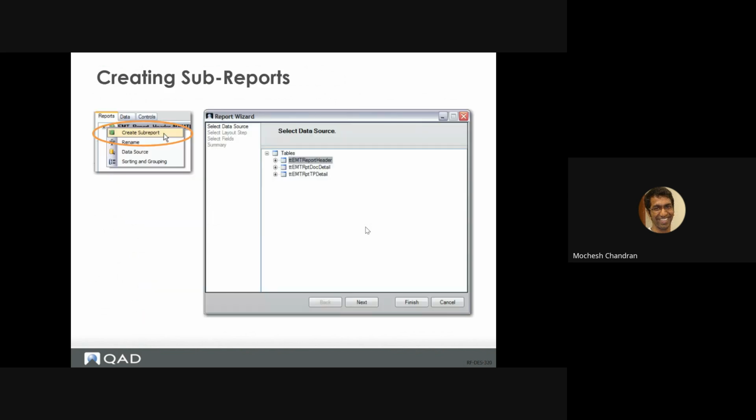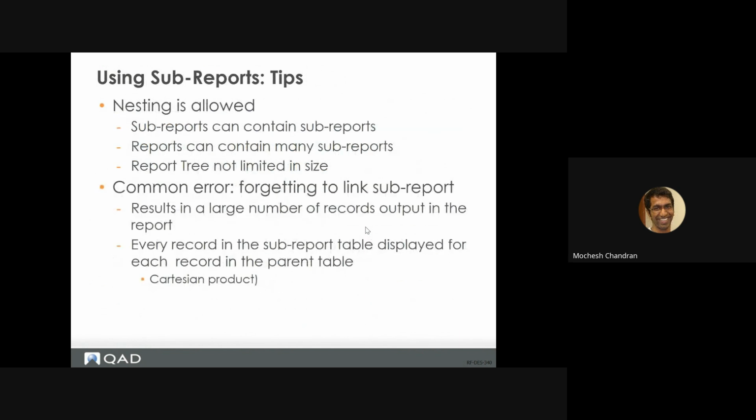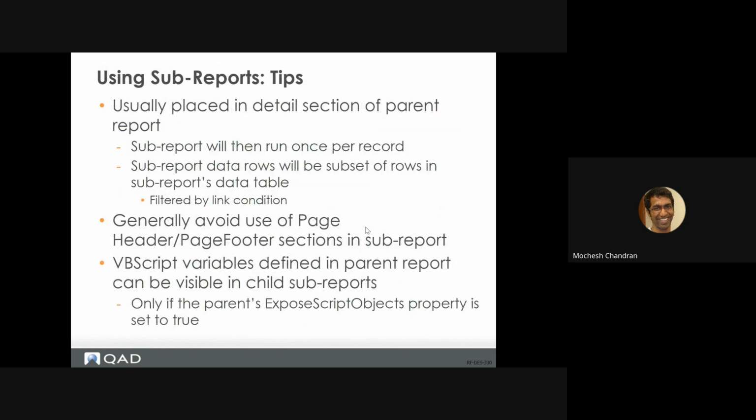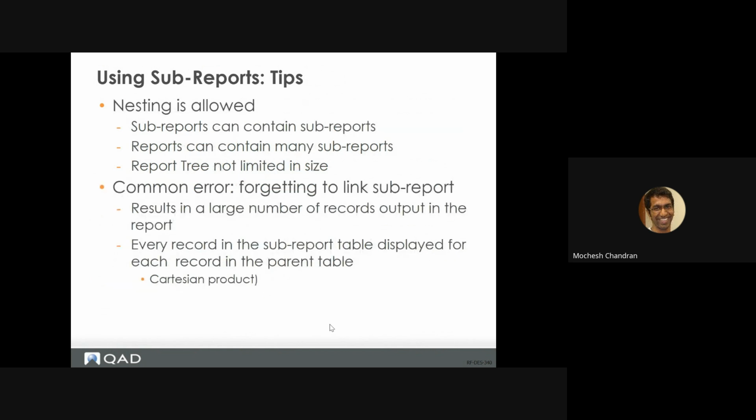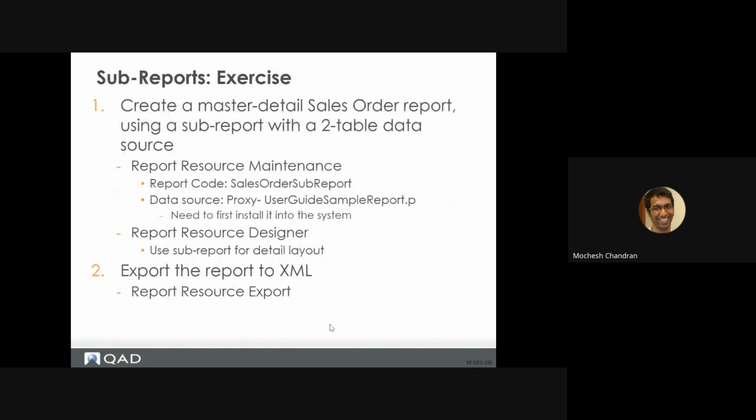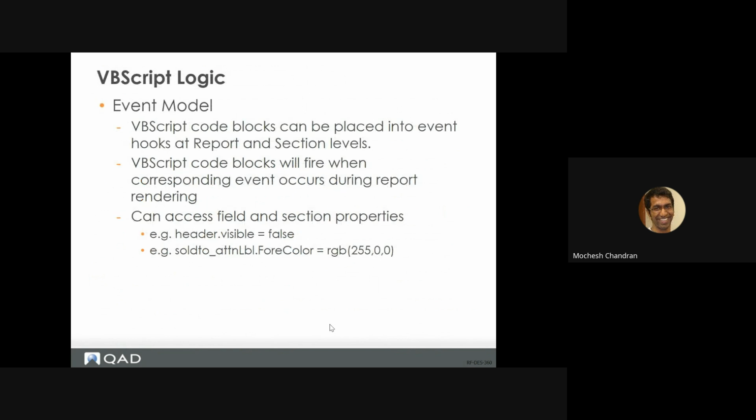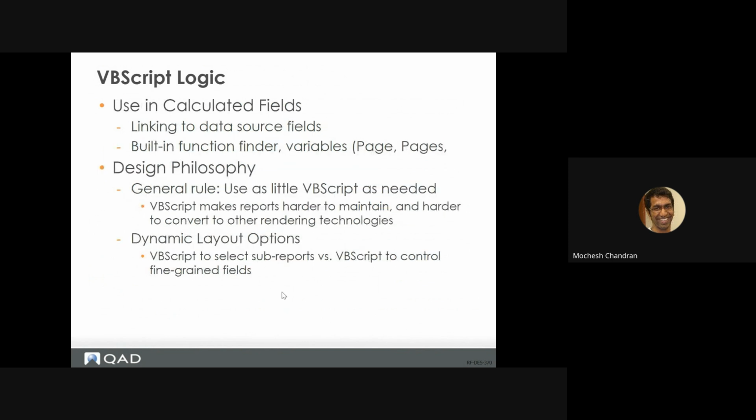We looked at some reports. We looked at each of these things, and what I want to explain is already covered here. We looked at the export script objects, and there's an exercise which we did already. And we looked at some VB scripting options, header visible options. You can dynamically change it.